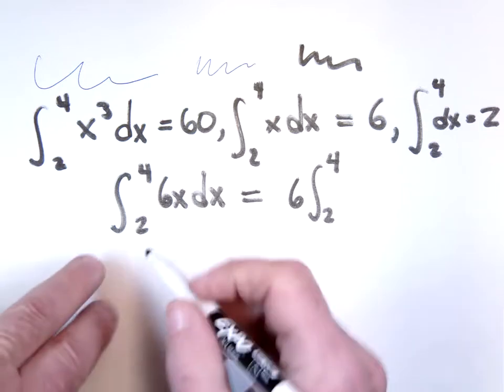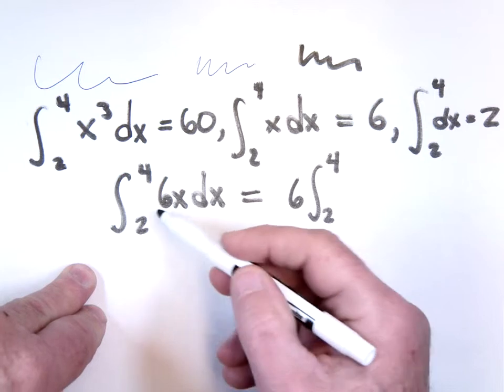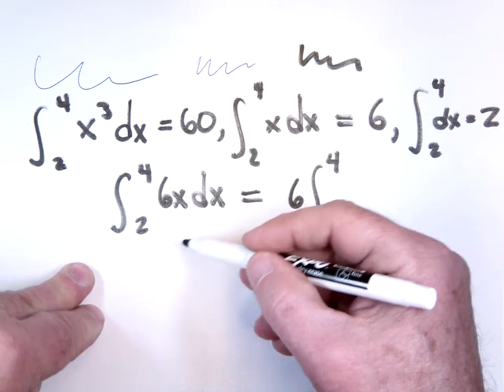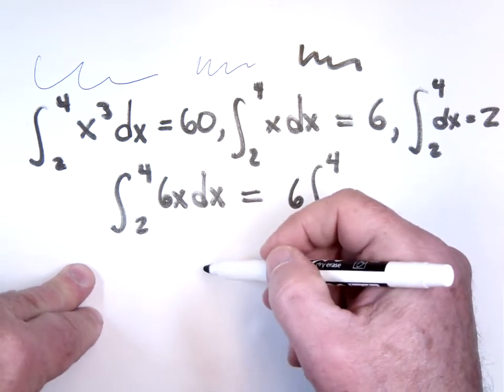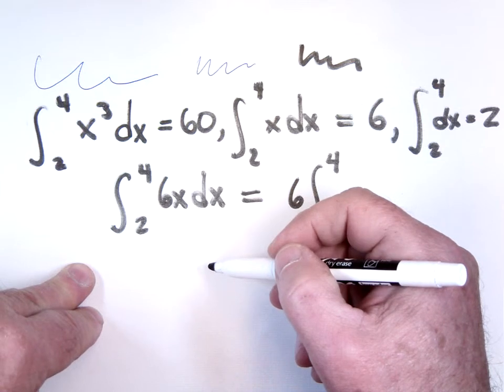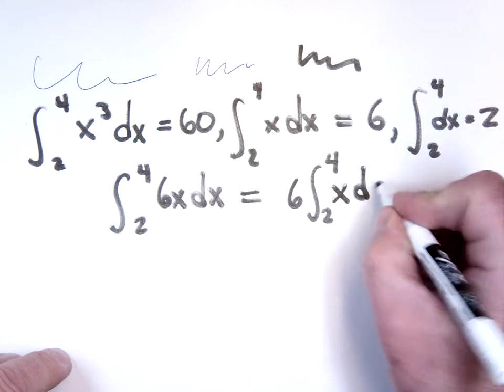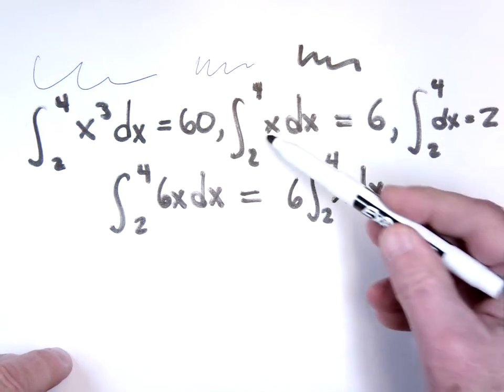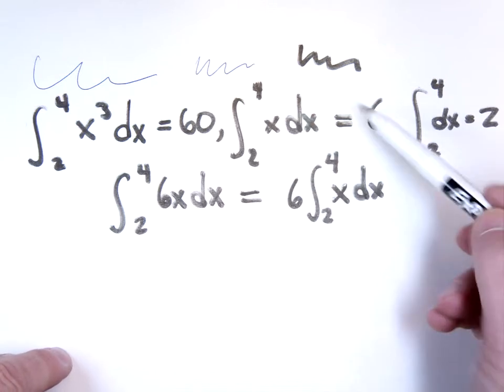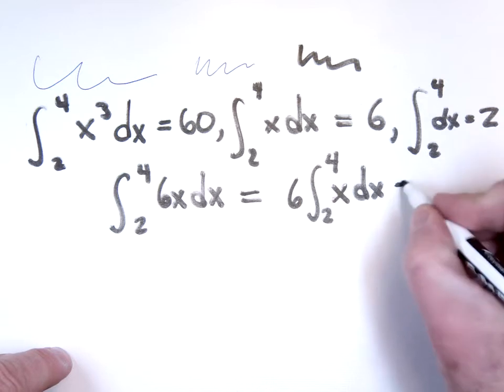To do this integral from 2 to 4 of 6x dx, take the 6 out front, which you can do. You can take constants out front. We'll end up with x dx. They told you that the integral of x dx from 2 to 4 is 6, so this is 6 times 6. That would be 36.